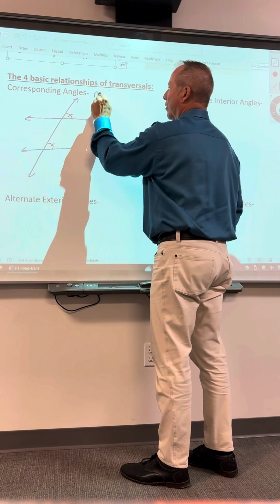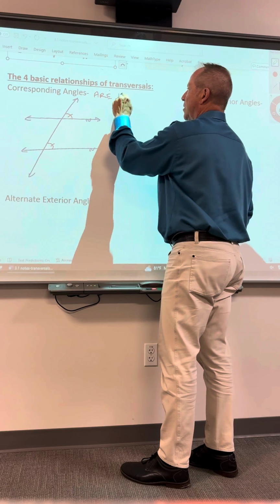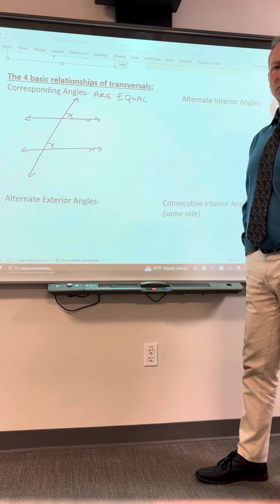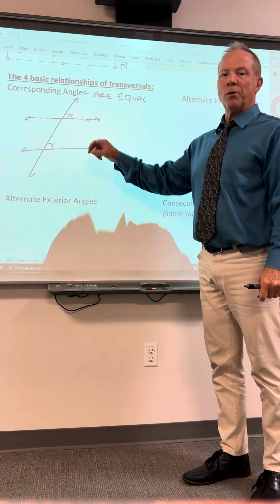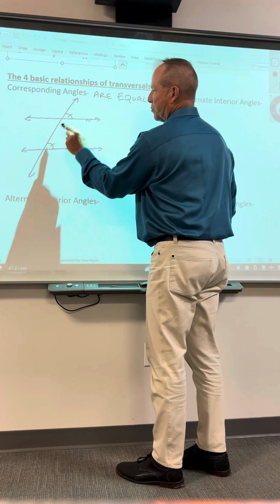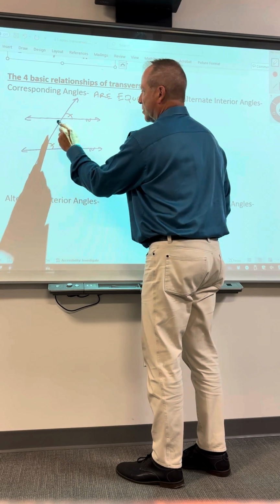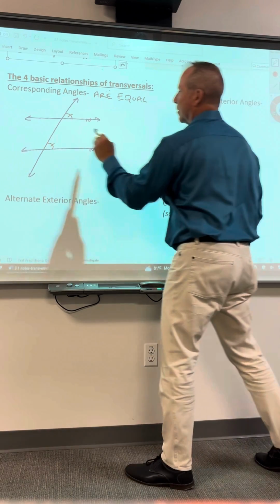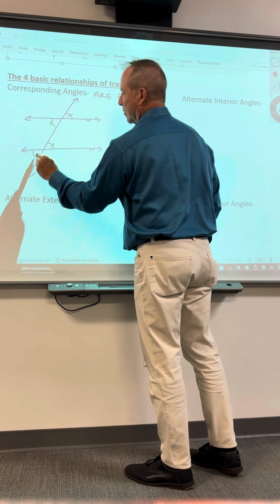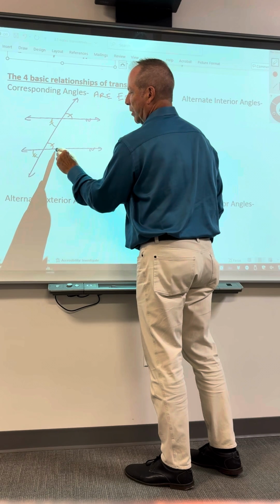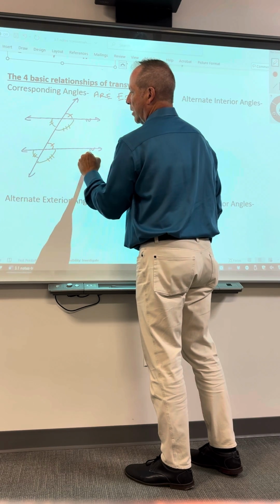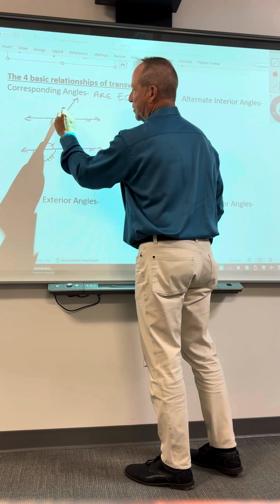And they are equal. So corresponding angles are equal. In this diagram, you have four pairs of corresponding angles. There's one. Here's the second one. Here's a third one. And then the fourth corresponding in the same position as this one.